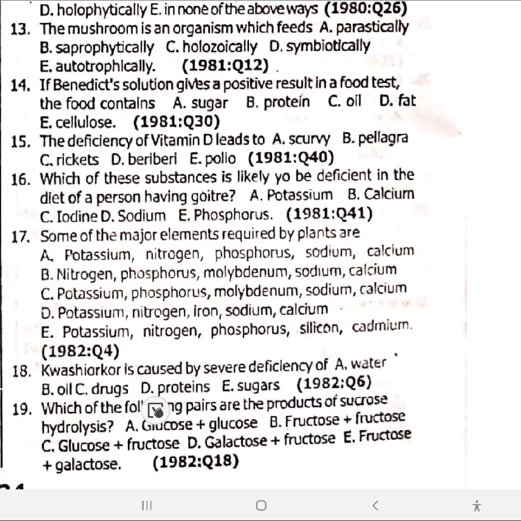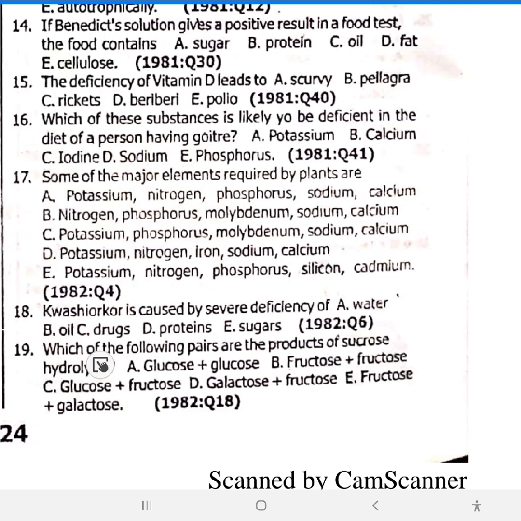18. Kwashiorkor is caused by severe deficiency in protein, option D. You would know that one. Also, marasmus is also caused by severe deficiency in protein.